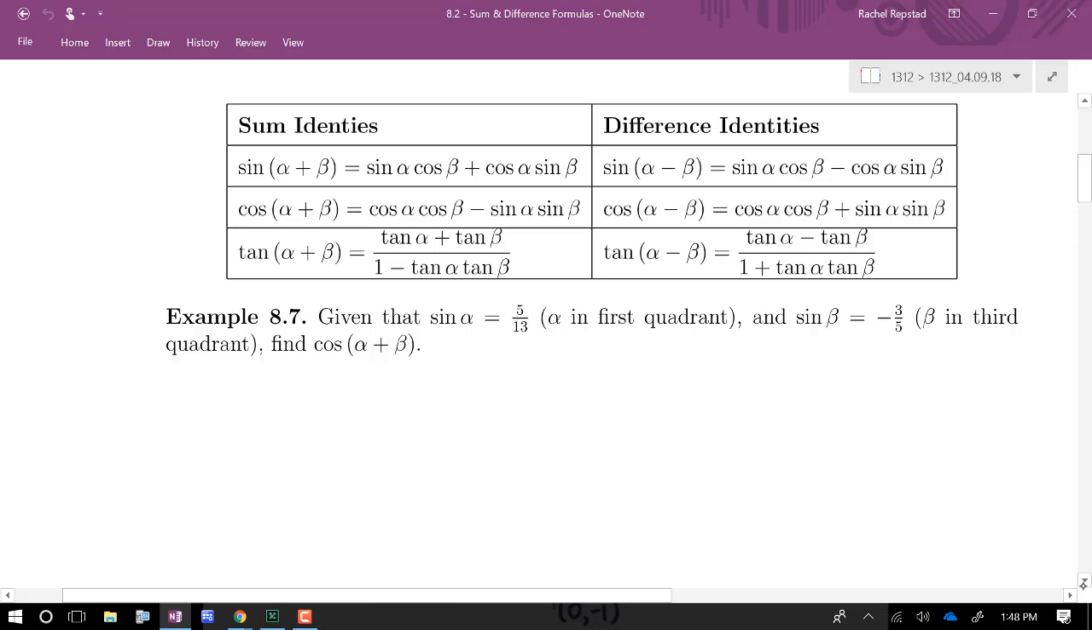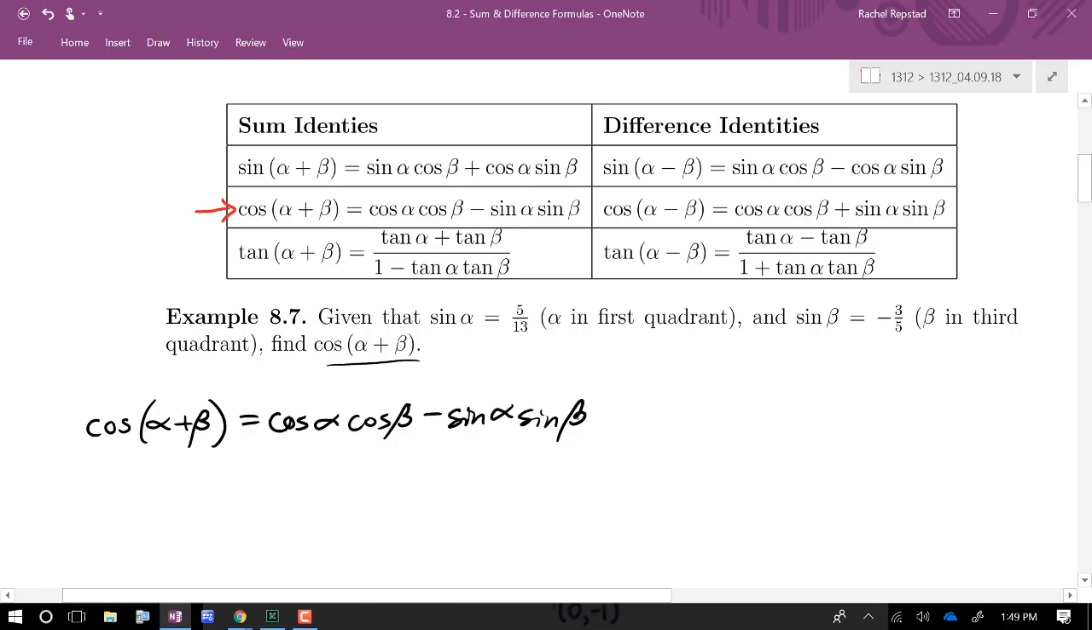This is not a prove-an-identity problem, so maybe it'd be nice to take a little break from that. But they give us some information about sine of alpha and sine of beta. And we want to find cosine of alpha plus beta. So they're asking us to find cosine of alpha plus beta. That means we're going to need to use this identity here. I'm just going to start by writing it out. Cosine alpha, cosine beta, minus sine alpha, sine beta.